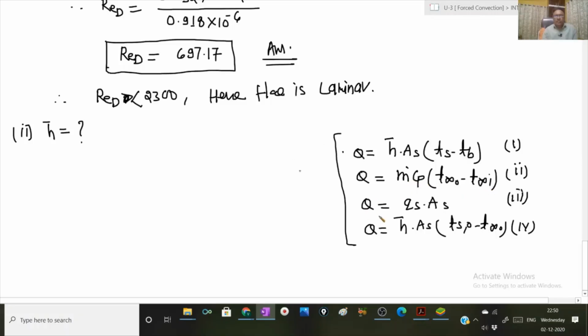I. For heat flux boundary condition, heat transfer rate can also be calculated as Qs into As. Please read this as A suffix S, where As is the surface area and it can be given as pi D L. And another way to calculate heat transfer rate Q as H bar As into Tso minus T infinity O, where Tso is surface temperature of the pipe at outlet and T infinity O is fluid temperature at outlet.